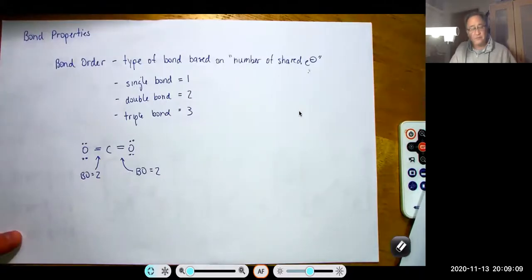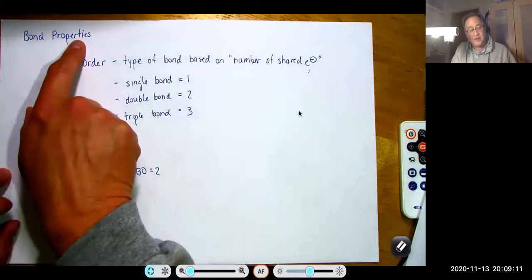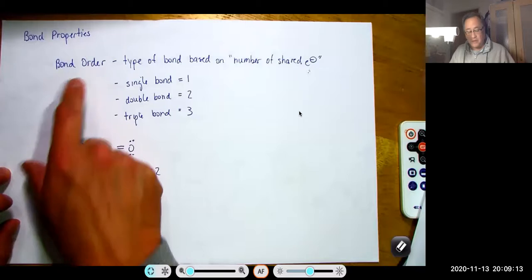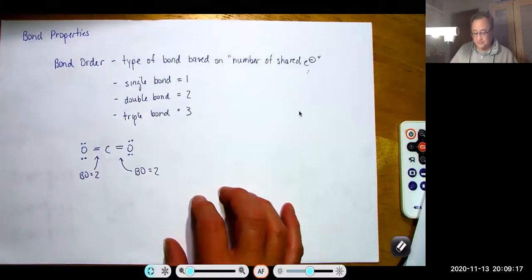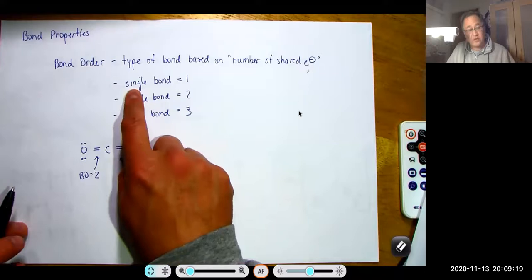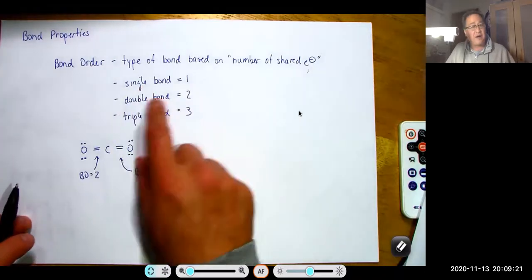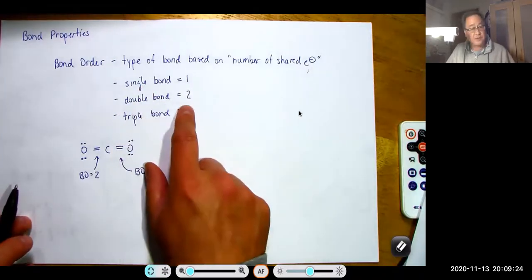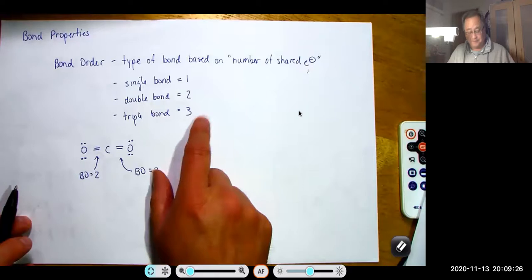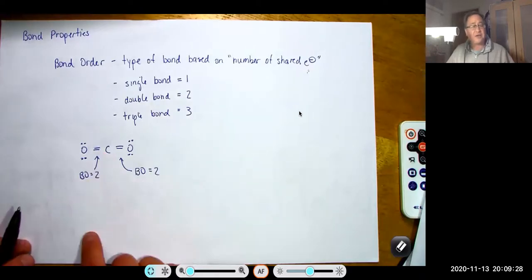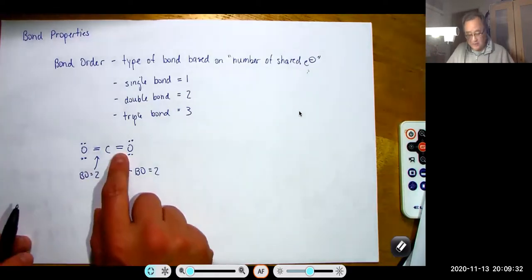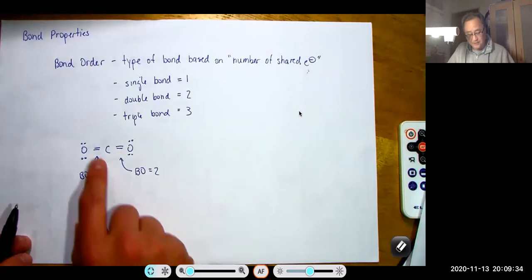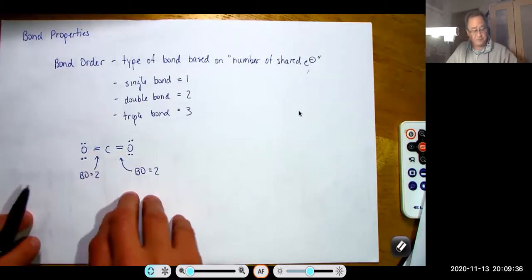So, we're going to look first at the bond property of bond order. Bond order is basically the type of bond based on the number of shared electrons. A single bond is a bond order of 1. A double bond is a bond order of 2. A triple bond is a bond order of 3. So in carbon dioxide, you have 2 bonds. This is a double bond, a bond order of 2, and this is a double bond, a bond order of 2.